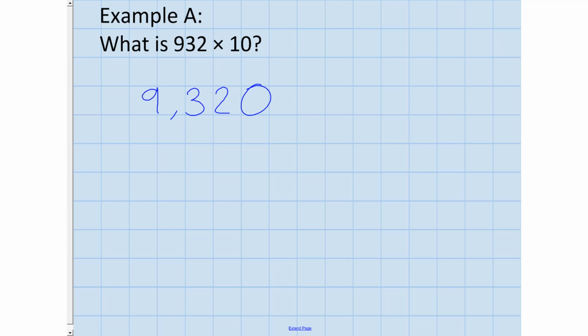You could do it the long way around using your hundreds, tens and units column. So start off with 932. Move every digit one place to the left because I'm timesing by 10. And then we stick a 0 on the end. Get the same thing, 9,320.